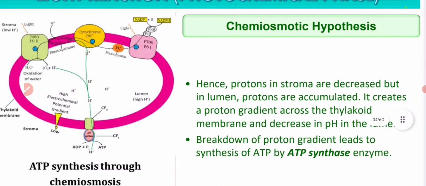As you can see, this is PS2, light comes to PS2, then electrons go to plastoquinone, then cytochrome b6f, then plastocyanin, then come to PS1. Okay, here FD and FNR are mentioned. FD means ferredoxin, FNR means ferredoxin NADP reductase. Then it goes to NADP+, then NADPH.